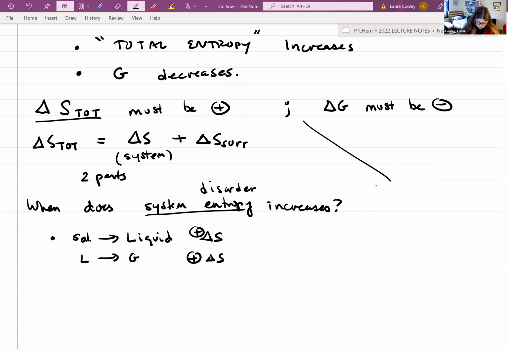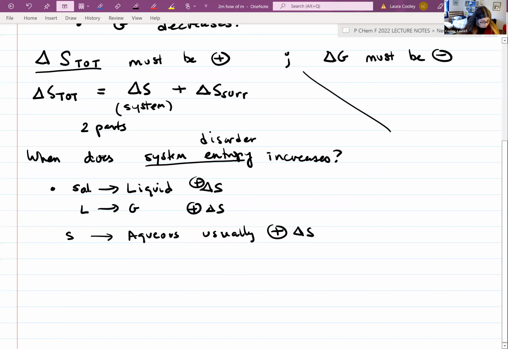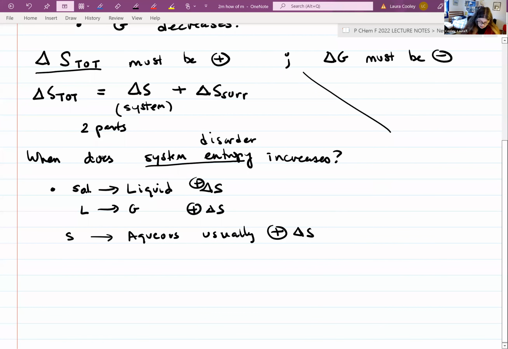I'll put another one in here: if you're going from, say, solid to aqueous, that's usually a positive delta S. Because again, you're going from a very rigid solid to ions that are allowed to move around, or dissolved particles that are allowed to move around, depending on whether you have an ionic compound or not.